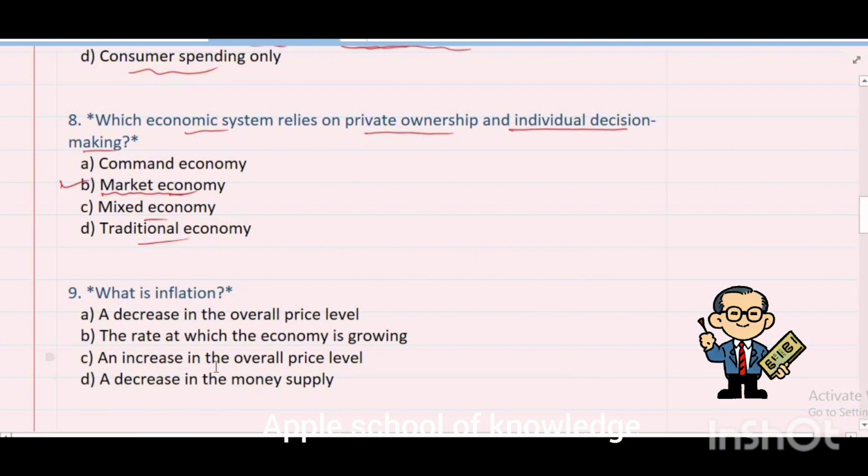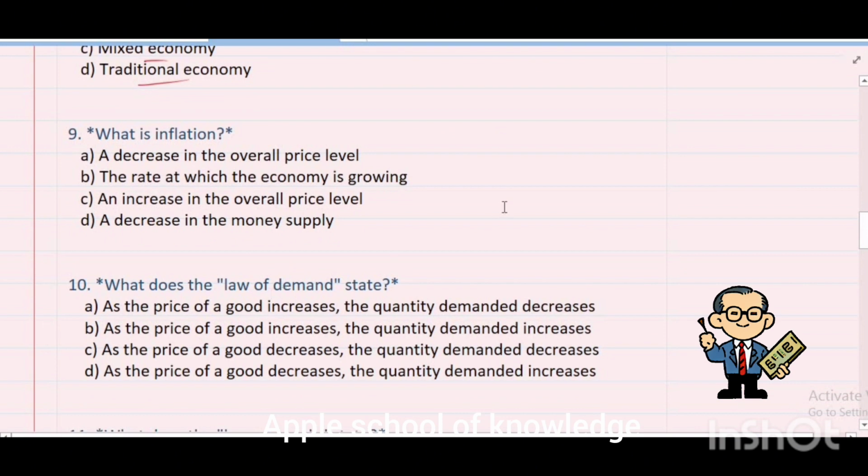Now let's move on. Another concept we have to discuss: what is inflation? This is just a basic one. What is the definition of inflation? We have four options: a decrease in the overall price level, the rate at which the economy is growing, an increase in the overall price level, and a decrease in the money supply.